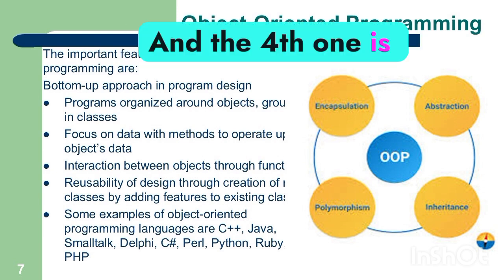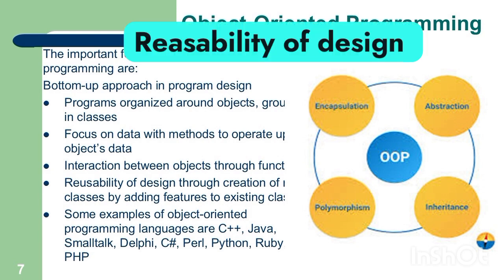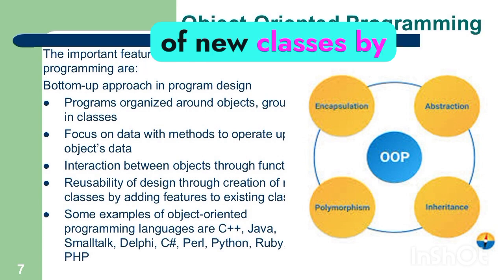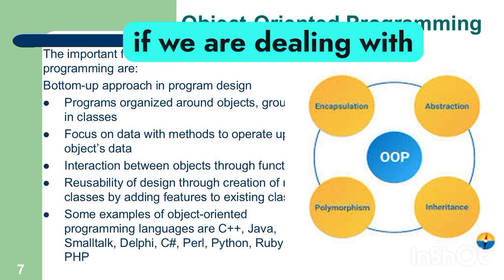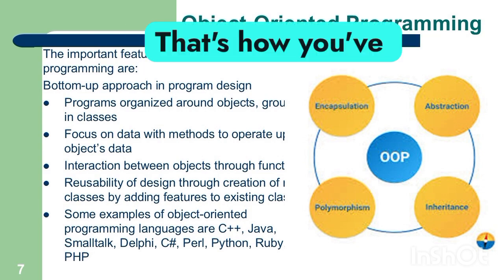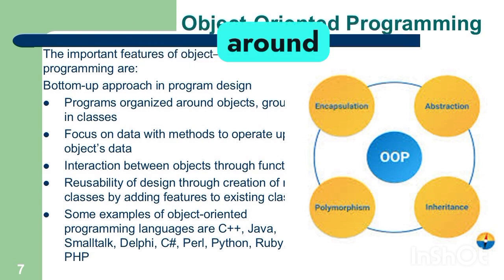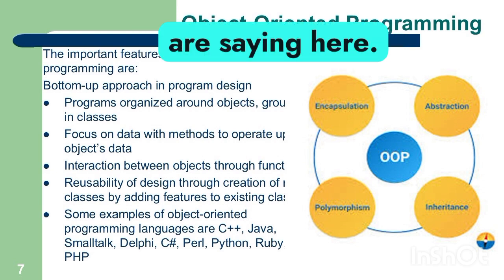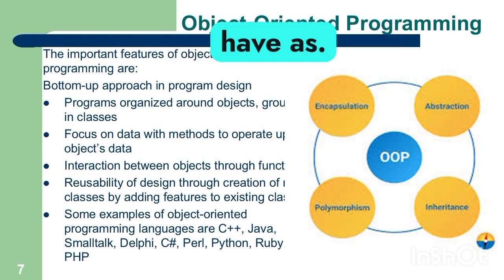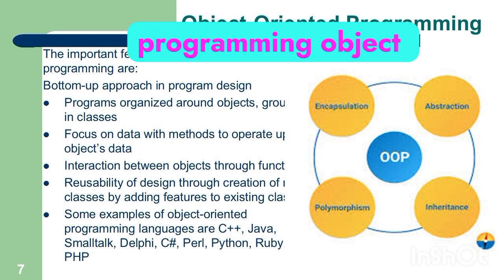And the fourth one is what? The reusability of design. Reusability of design through the creation of new classes by adding features to existing classes. And you're going to get this more clearly when we deal with inheritance. That's how you are able to have a single class, and then everything around that class will be picked up by another newly declared class. So that is what they are saying here. This is what we have as the features of object-oriented programming.